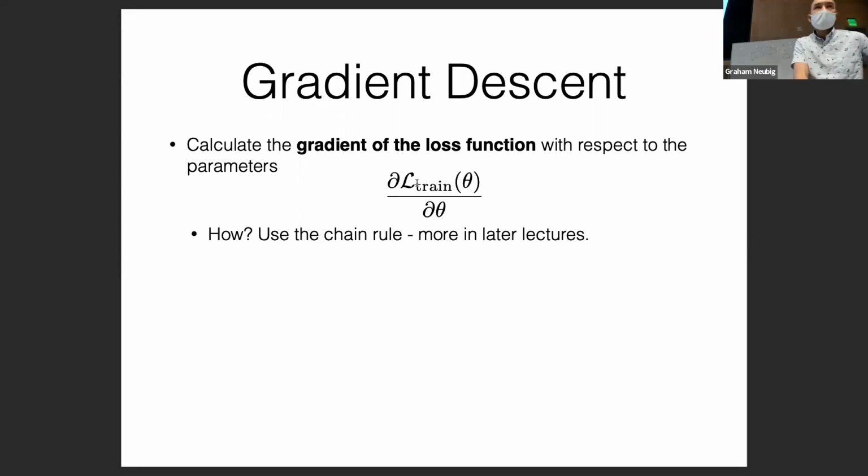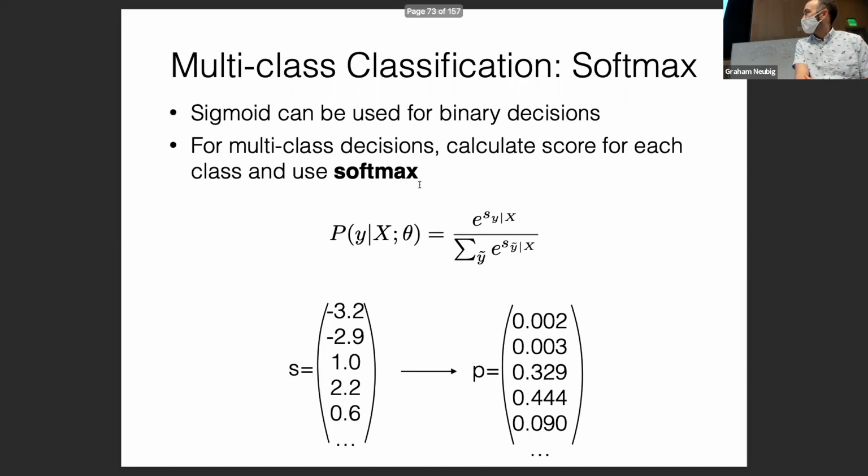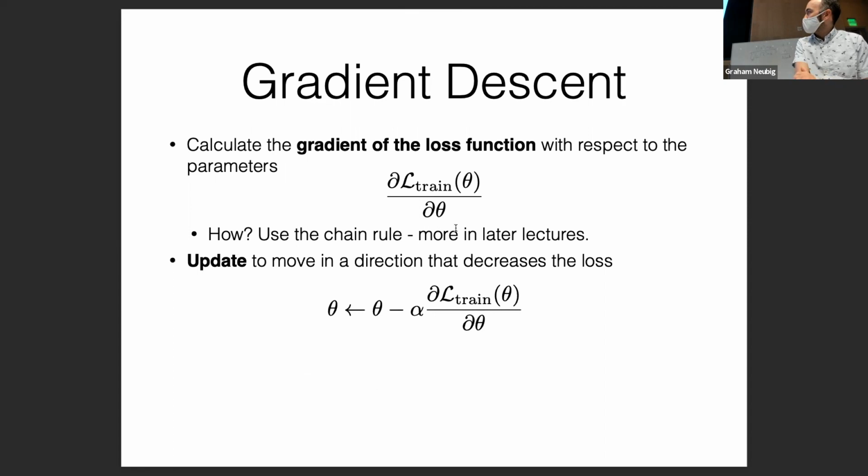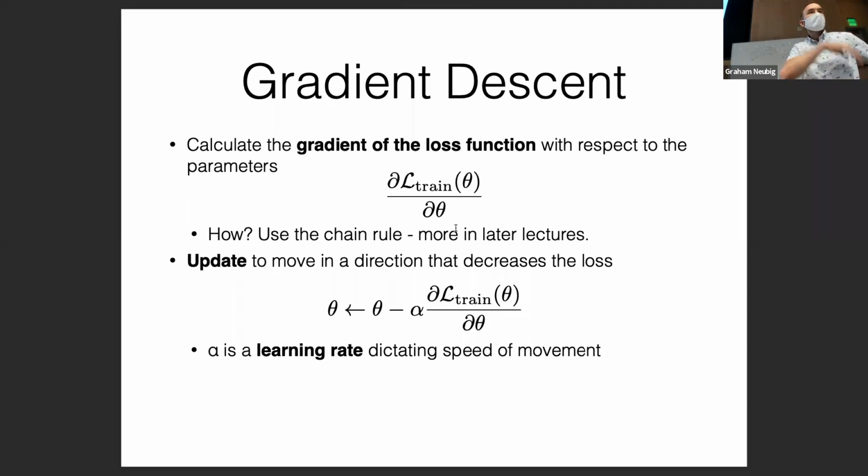How do we calculate this gradient? You basically do it using the chain rule. You differentiate back through all of the functions we apply, back through the softmax, back through the sum, etc. We're going to talk about this more in later lectures, so I won't go into the details here. And then we update to move in a direction that decreases the loss. Here, alpha is a learning rate dictating the speed of the movement. We might move quickly, we might move slowly. So this is standard gradient descent.